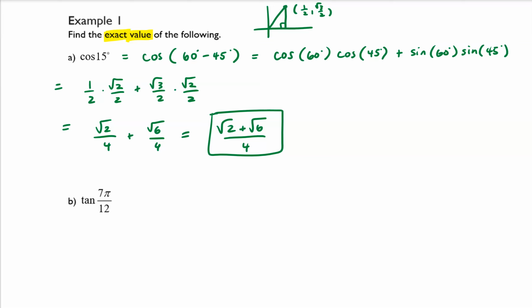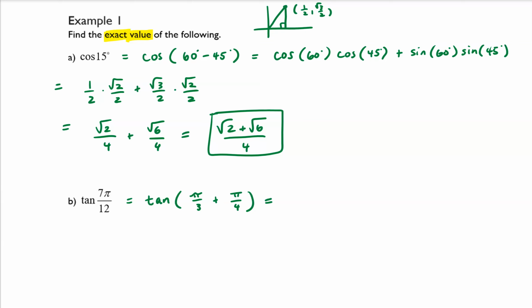All right, so part B says tangent of 7 pi over 12, and this can be written as tangent of pi over 3 plus pi over 4, because pi over 3 is the same thing as 4 pi over 12, and pi over 4 is the same thing as 3 pi over 12, and 3 pi plus 4 pi gives us 7 pi in the numerator. So now we can use this to figure out the tangent of 7 pi over 12 using the sum formula for tangent.